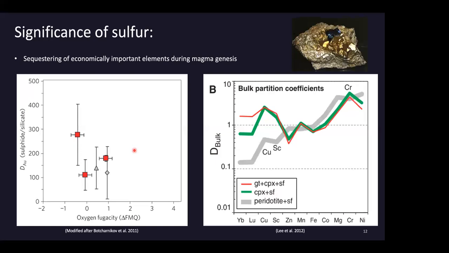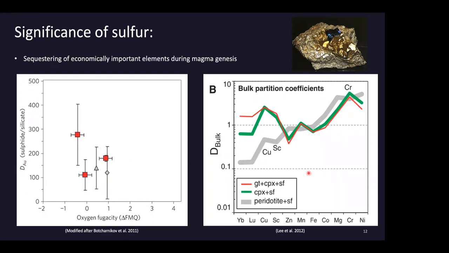Elements such as copper, gold, and platinum group elements are sulfide loving, and they tend to get incorporated into the sulfide-bearing phase in the deep mantle. The figure on the left shows the partition coefficient of gold with oxygen fugacity, and we see that the values are always greater than 1. It means that it has the tendency to get incorporated into the sulfide phase.